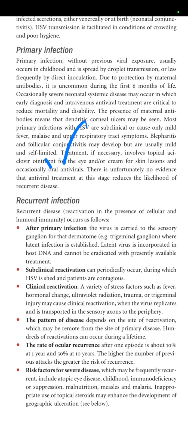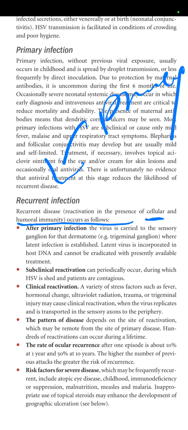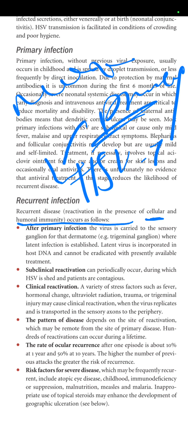Now, second is a recurrent infection. It means the person was already infected the first time, and now he is again presenting with an episode of HSV. Recurrent disease reactivation in the presence of cellular or humoral immunity occurs as follows. So, in a case of primary infection, the HSV basically goes and resides in the neuronal ganglia, and when a patient is immunocompromised and there is less immunity, the patient gets the recurrent infection.